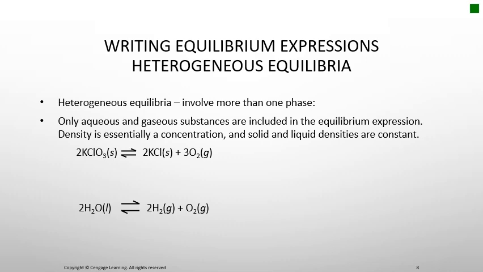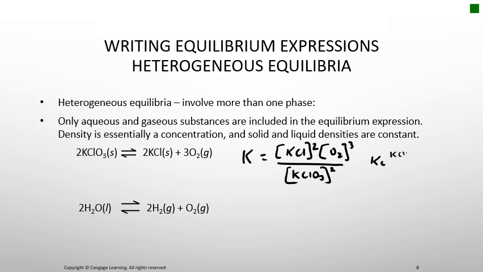For solids and liquids, their concentration is essentially their density, and at the same temperature, densities are constant for solids and liquids. So if we were to write out this expression just in general, we would begin by saying the concentration of the KCl squared times the concentration of the O2 cubed divided by the concentration of the KClO3 squared as well. However, when we put in that Kc value, we're basically going to take that K multiplied by the KClO3 concentration squared, divided by the concentration of the KCl squared, and that's going to become our value for the Kc. So the densities of those substances will already be incorporated into the value for the Kc.